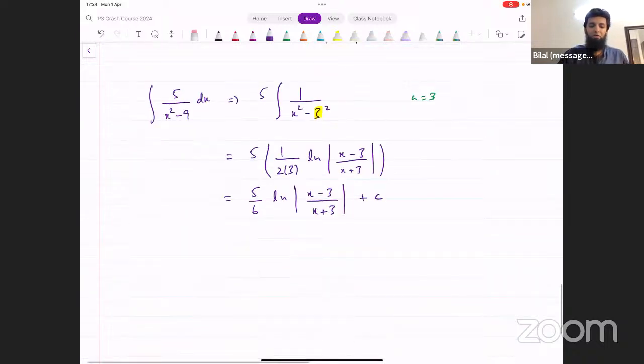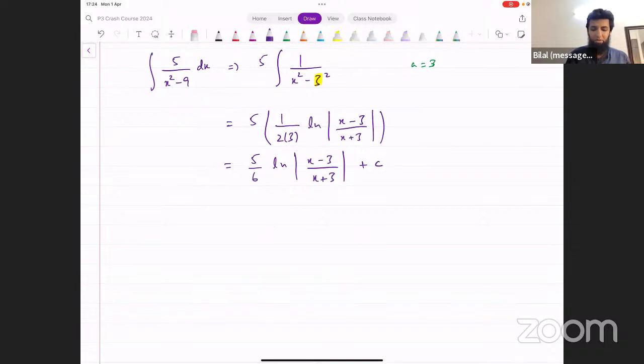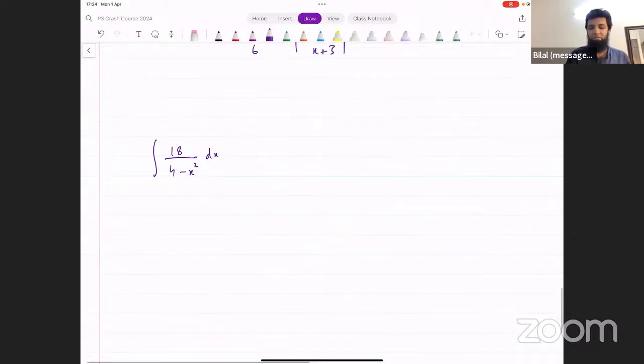Similarly, if it was slightly different from that, maybe let's say 18 over 4 minus x squared. If we had something like this, what about this? Now you have constant first and x squared later. x squared is the second term. You could write it like this: 18 into 1 over 4 minus x squared with respect to x.